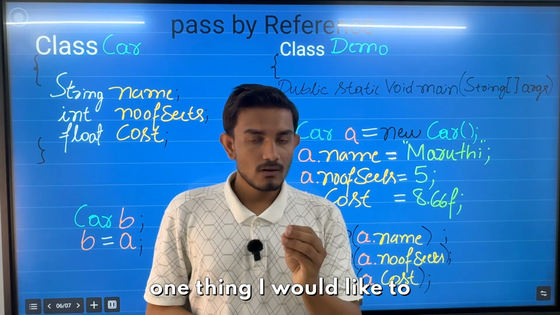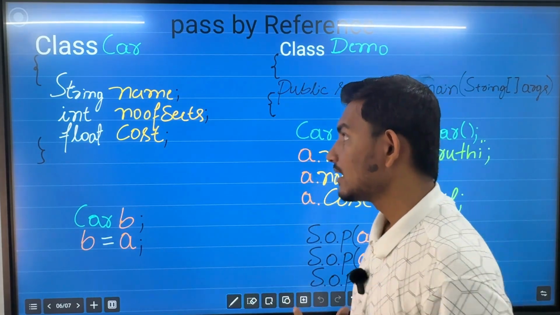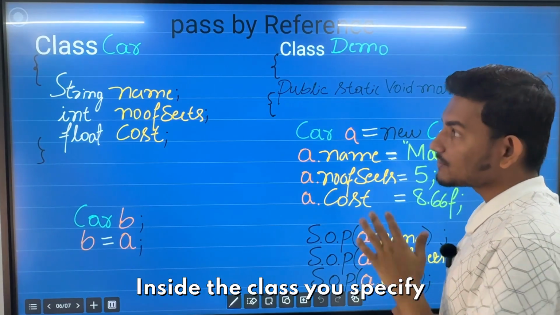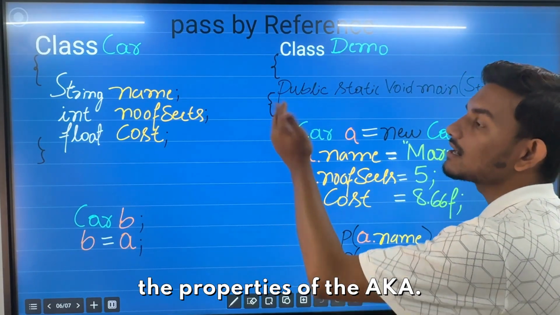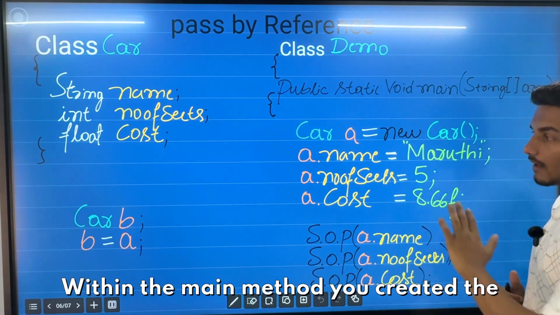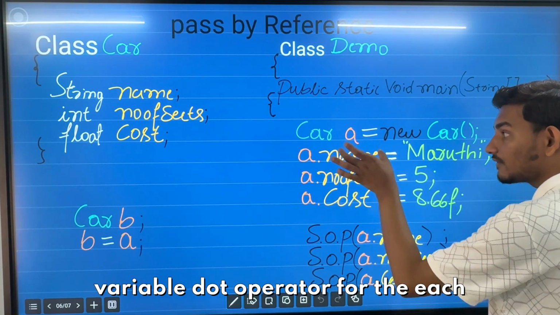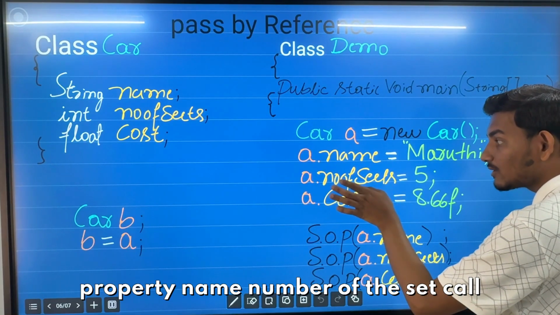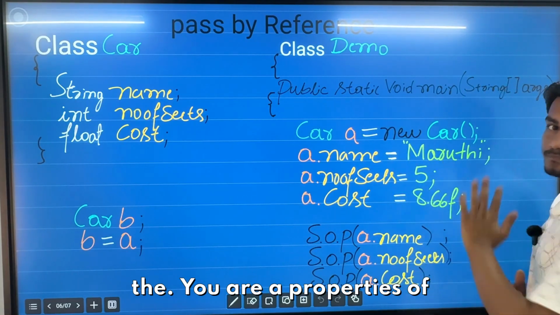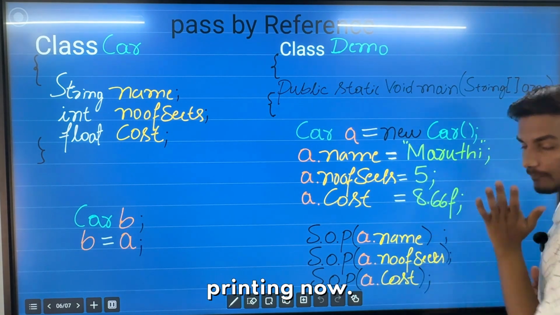Now, one thing I would like you to clearly observe and focus on here. You created the class called Car. Inside the class, you specified the properties of the car. Within the main method, you created the object and the reference variable. Using the reference variable and dot operator for each property, name, number of seats, and cost, you assigned the respective values to the properties of the car. Finally, you are printing them now.